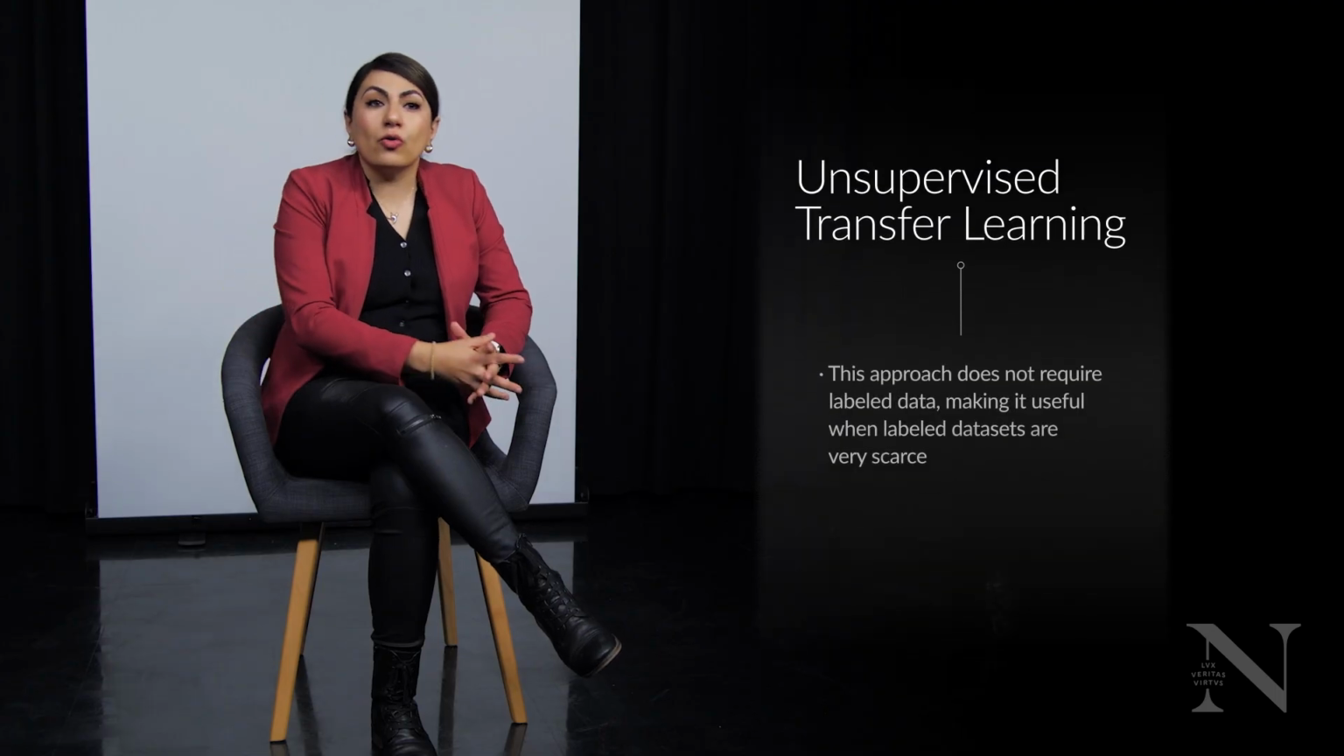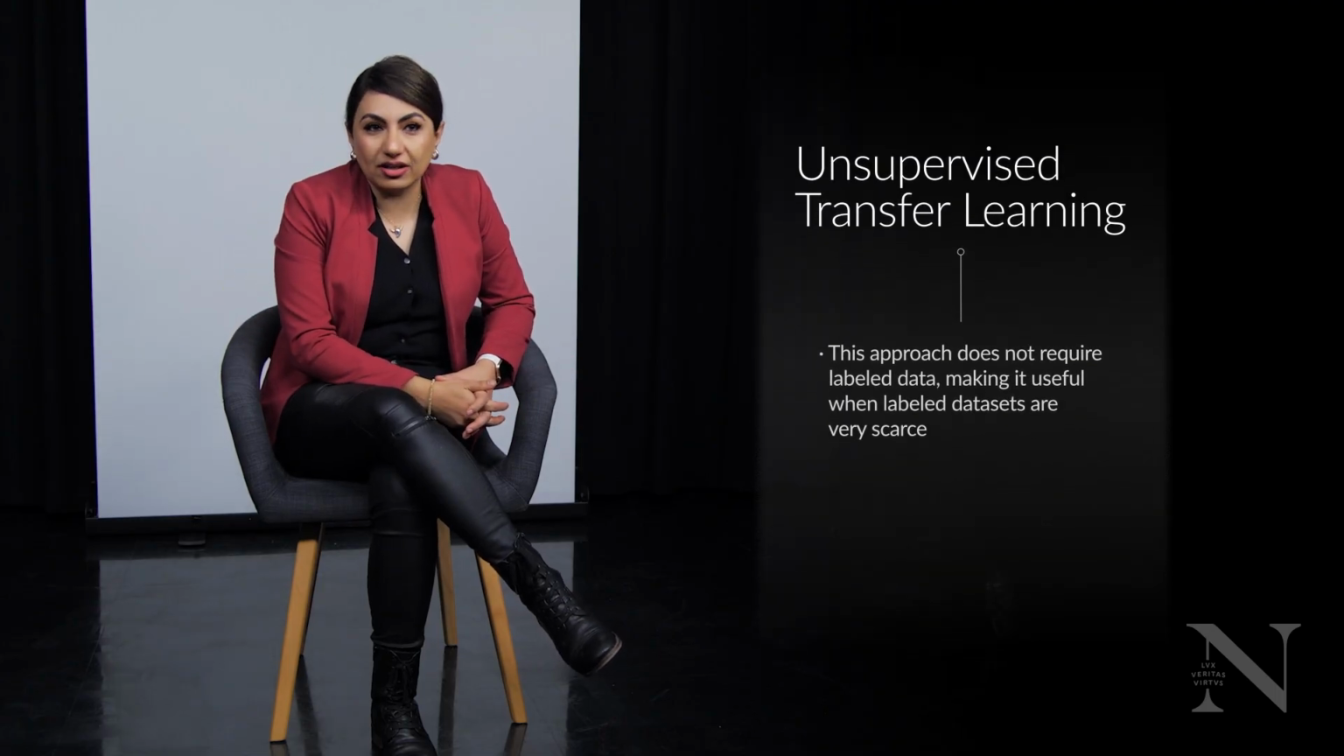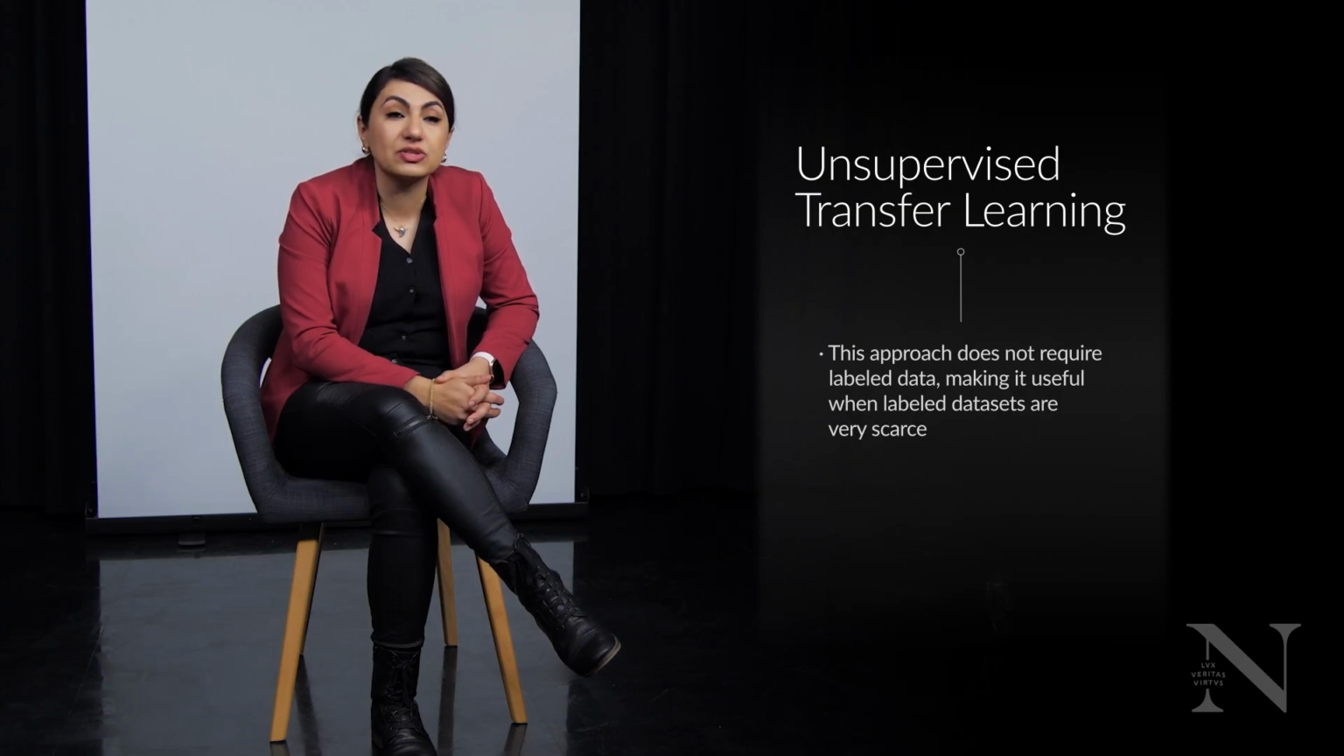And third, unsupervised transfer learning. This focuses on using unlabeled data. This approach doesn't require labeled data, making it useful when labeled datasets are very scarce. Autoencoders and generative adversarial networks can learn latent representations from large unlabeled datasets and then be fine-tuned on very small labeled datasets.